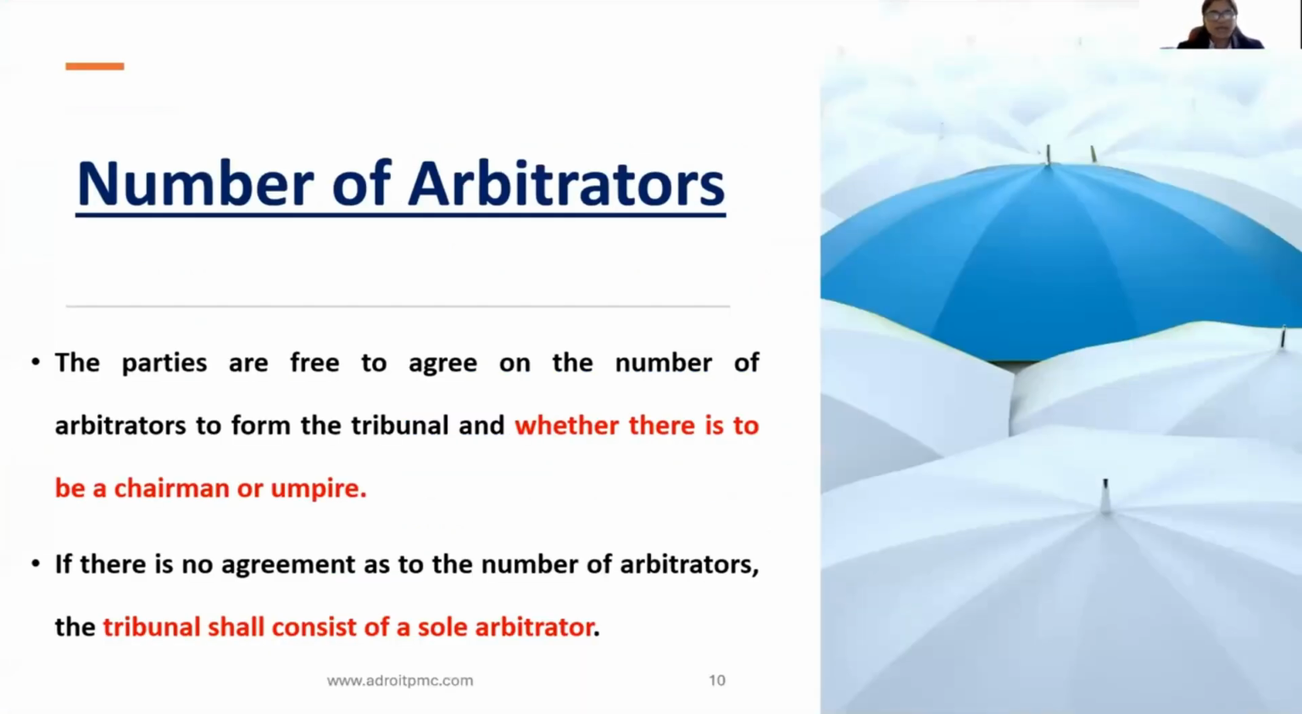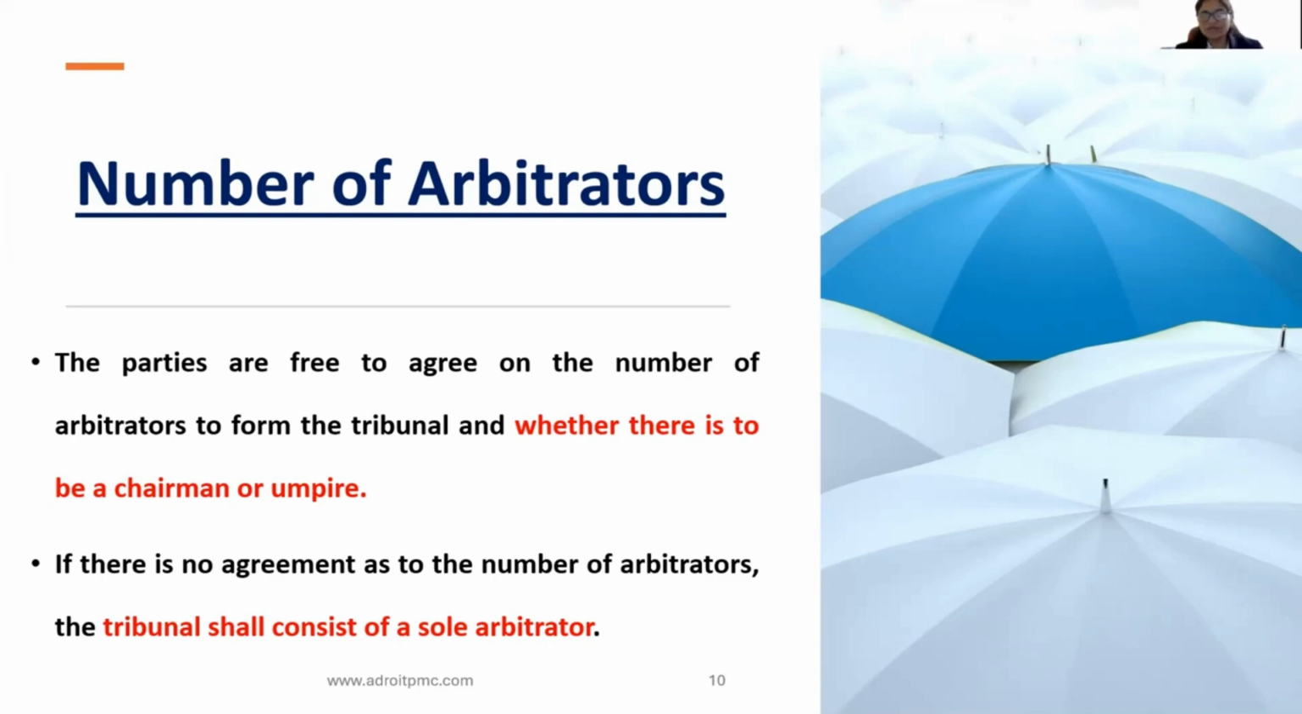Next is the number of arbitrators. So there is a dispute. Now you have to invoke the arbitration proceedings and resolve the dispute. For that, you need arbitrators, and the number of arbitrators will generally be in odd numbers, not in even numbers. So the Arbitration Act of 1996 says that if the arbitration clause specifies the number of arbitrators, definitely it will be the same. If not, it will be a sole arbitrator.